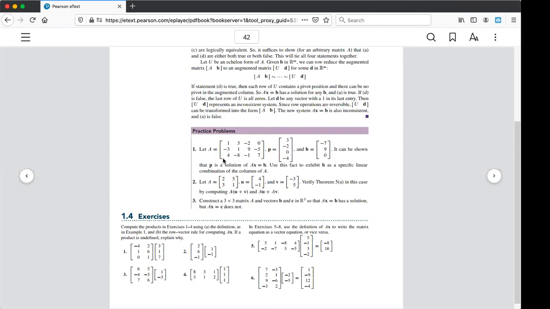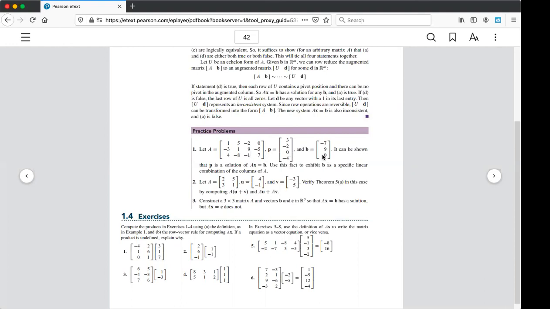So you see that we have a matrix A, and a vector P here, and then a vector B that sticks out. It says it can be shown that P is a solution of AX equals B. Use this fact to exhibit B as a specific linear combination of the columns of A. I have 4 columns in A, and I have 4 entries in P, so I can do A times P, and that works out. And if I do A times P, then I can find B, which means that using our column vector property, these are the linear weights accordingly.